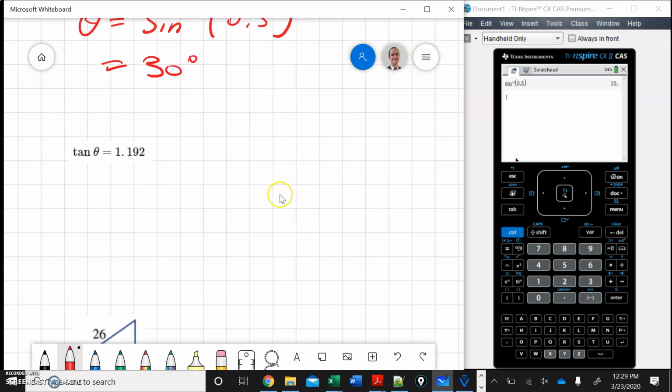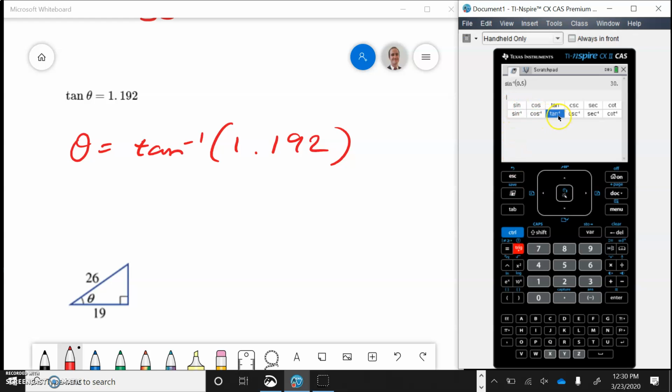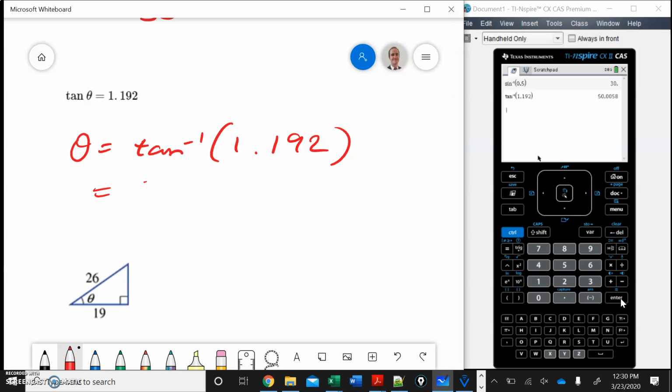For the first few we'll just practice using the CAS. So tan of an angle equals 1.192. We just write angle equals tan -1 of 1.192. That's all the working out we need to do for these ones. Then we just type that into the CAS. We go to the tan -1 function, then 1.192, press enter, and that's 50 degrees.